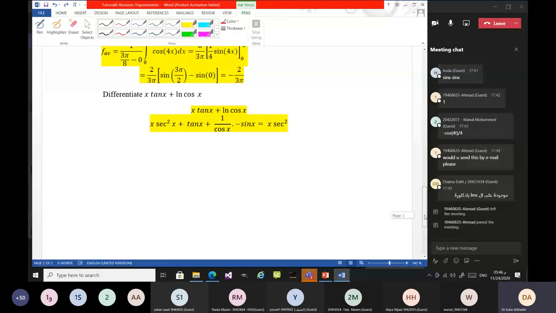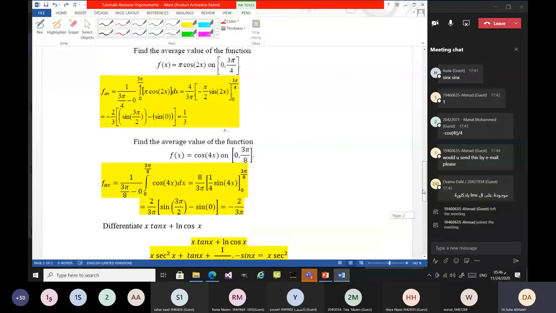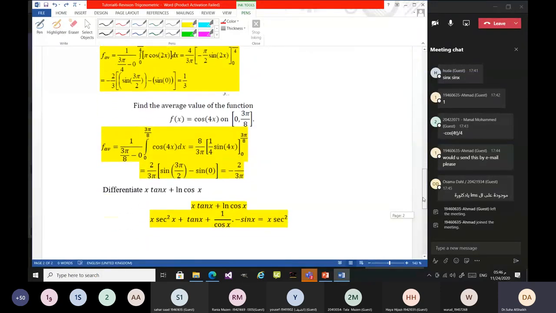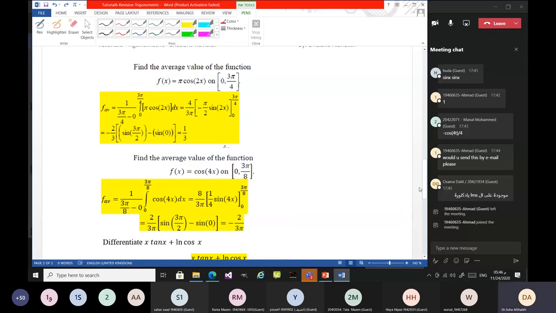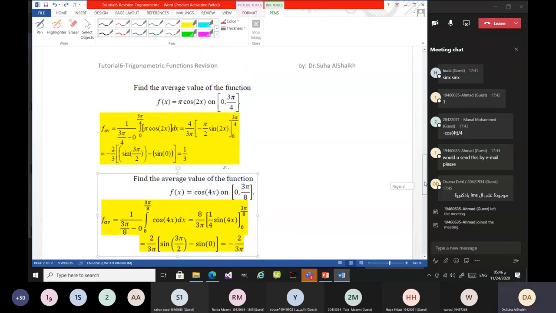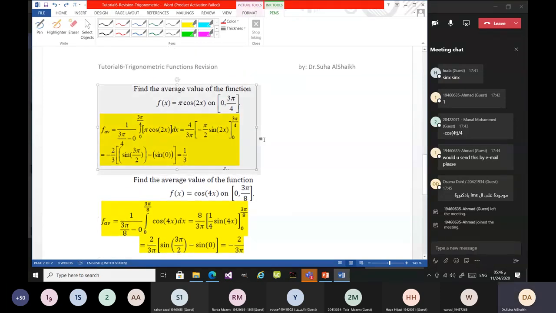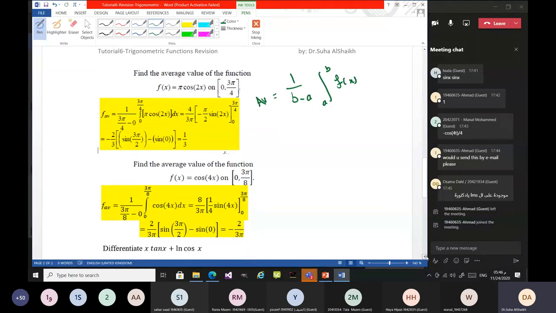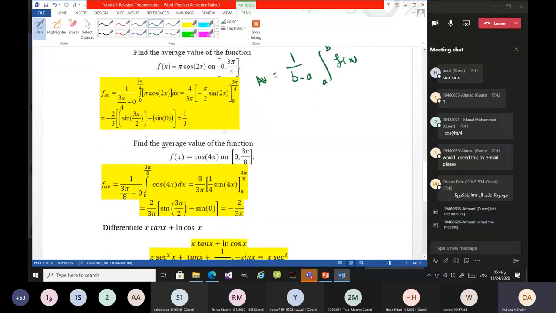Okay, we have 3 more of these. I'm going to send you the papers. Here, find the average value. We agreed, what does average value mean? It means I have to find the integration. I have to take 1 over b minus a, times the integration from a to b of the function that I have, f of x. Again, this is one question where they are asking you to find the average value, the same thing, different function.